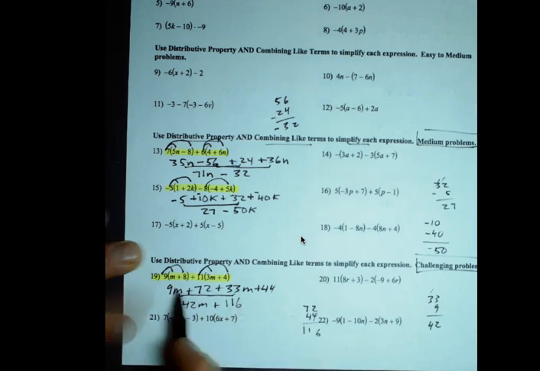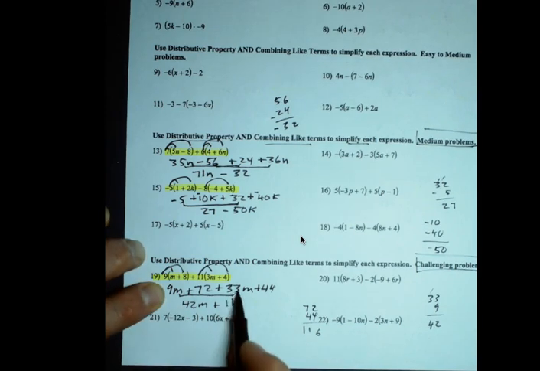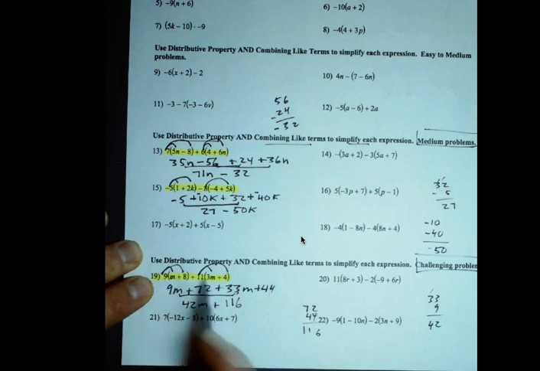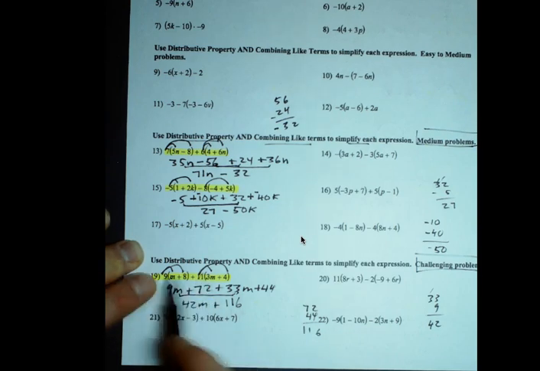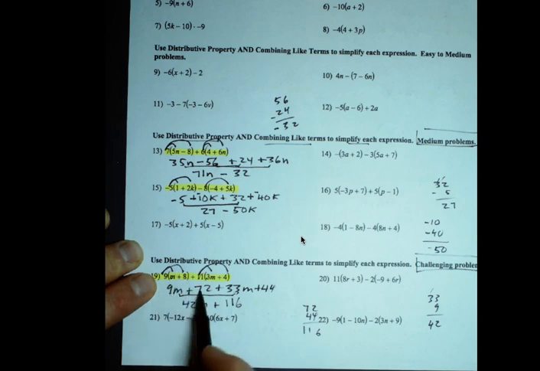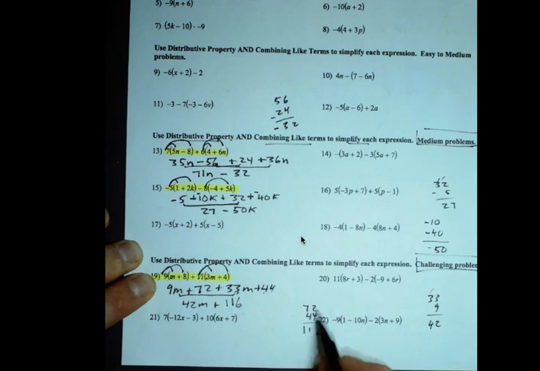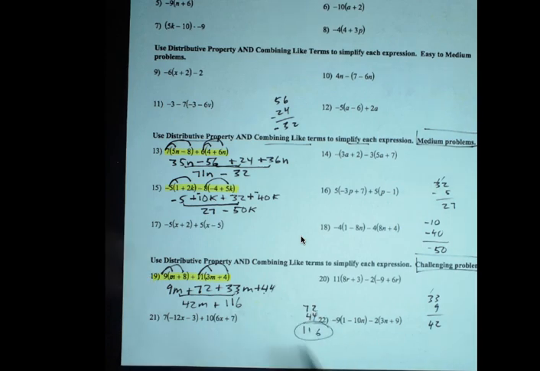Let me just double check. So I have 9m and 33m. That looks good. That's 42m. And then I got 9 times 8. There's my positive 72. And I have 11 times 4. That's 44. Double check my adding. 2 and 4 is 6. Carry. Nope. 1 and 2 is 6. And then we have 7 and 4. And there's where I carry the 1. 116. So 42m plus 116. All right, try to work through the rest of those problems.